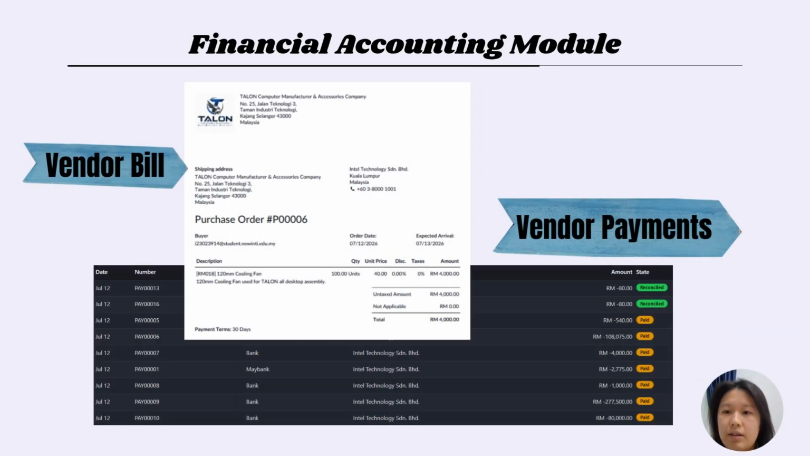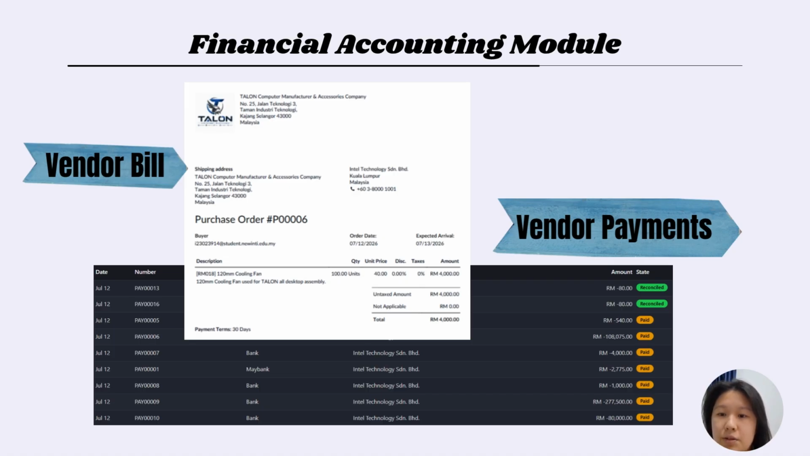On this slide, we see the supplier side of the process with a random bill. This bill from the Intel Technology Sdn Bhd is for 100 units of cooling fans, totaling 4,000 ringgit. It includes key details like the shipping address, expected arrival date, and the tax information. The bottom section displays the payment made against this and other vendors' bills.